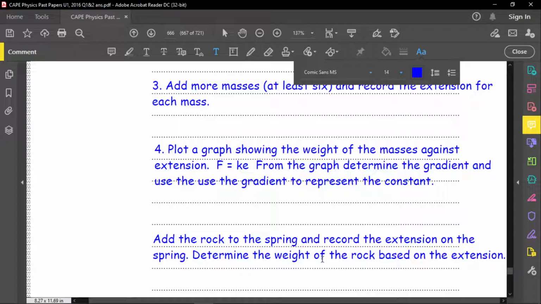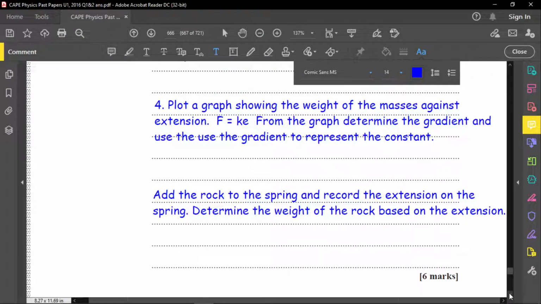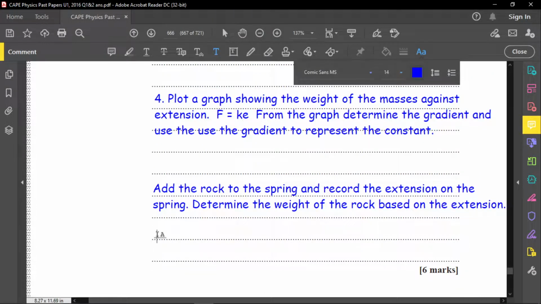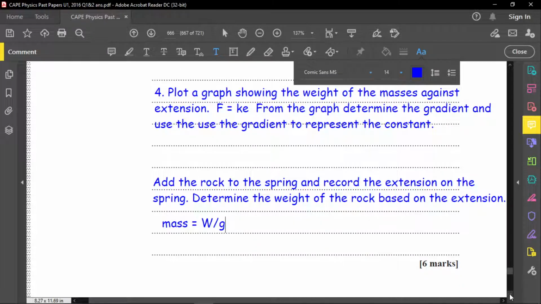All right, so great. And now once you find the weight, what you can do now is determine your mass, because mass would equal weight divided by gravity. So you can determine the mass by dividing the weight by gravity. And that will be how you determine both the constant of the spring and also the mass of the rock. All right, so let's go to the next part of the question.